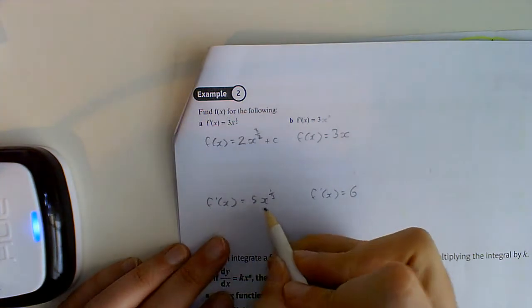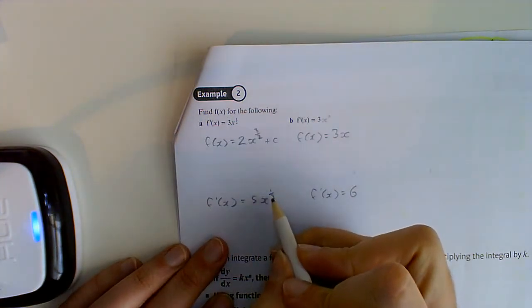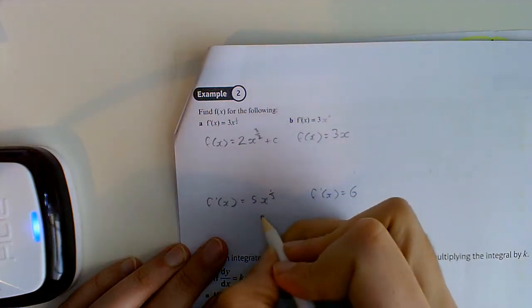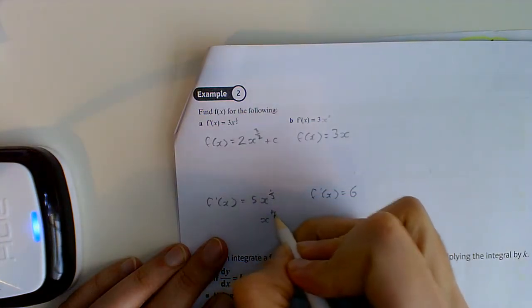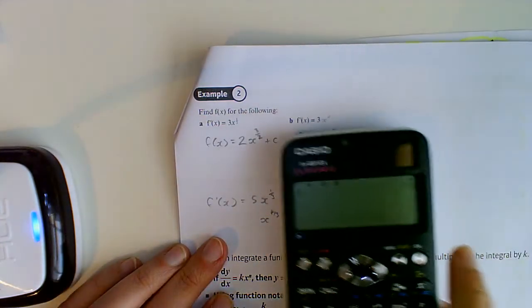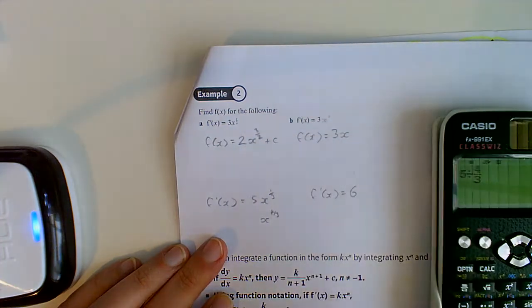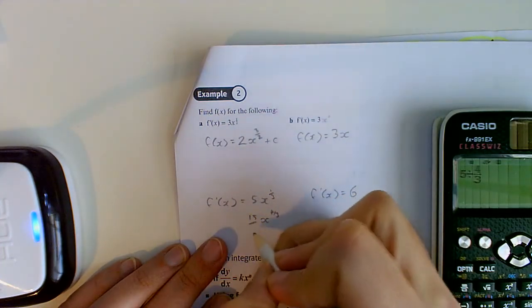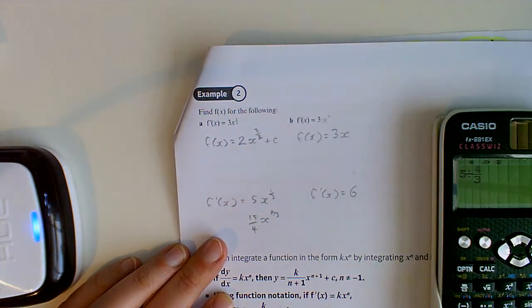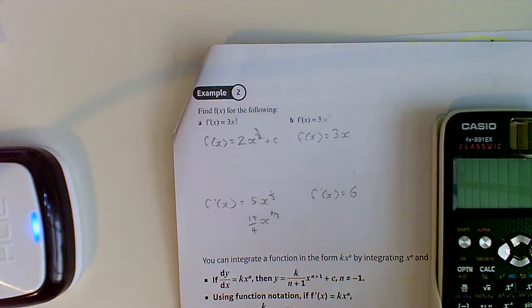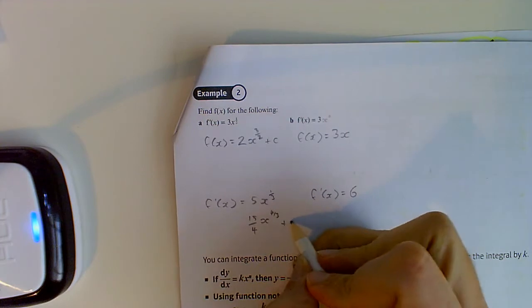So what you should have got here, if you increase a third by 1, you will get 4/3. So that will go to x to the power of 4/3. And then again, on your calculator, 5 divided by that new power, 4/3, gives me 15/4. So I'm going to get 15/4 x to the power of 4/3. And don't forget to put your plus c there as well.